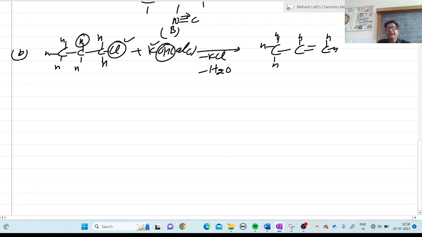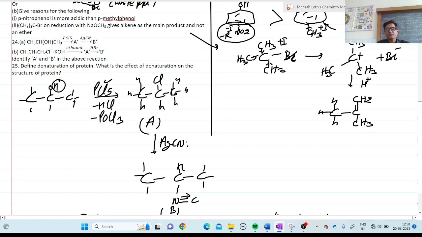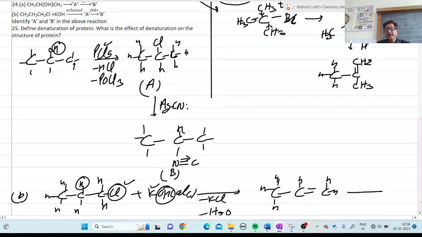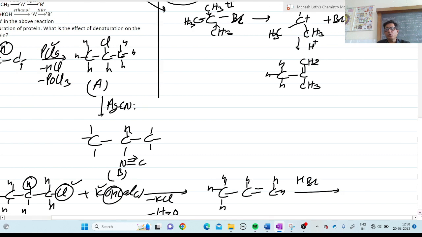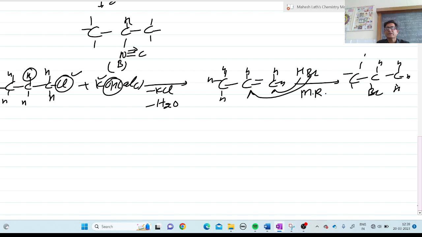And next step is treat it with HBr. When we add HBr, in the absence of peroxide, it follows Markovnikov's rule, in which the negative part is attached to the carbon containing fewer hydrogens and the positive part to the carbon containing more hydrogens. So our product is 2-bromopropane.